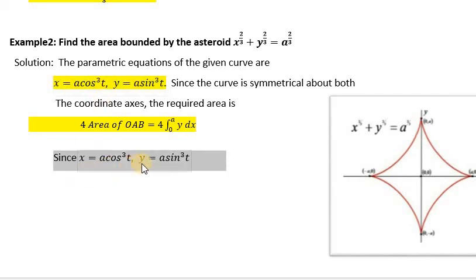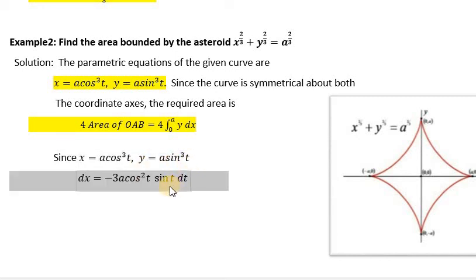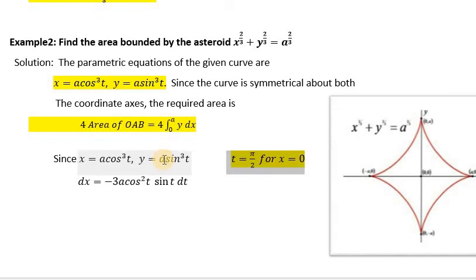So since x is equal to a cos cube t, y is equal to a sin cube t, dx is equal to the derivative of a cos cube t, that is minus 3a cos square t sin t dt. It is dx. Now we know the y value and dx. Substitute in the equation 4 integral 0 to a y dx.